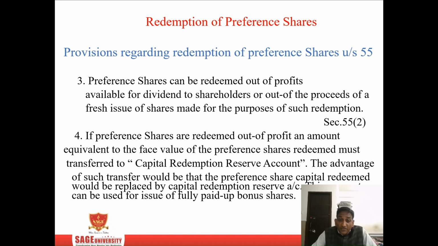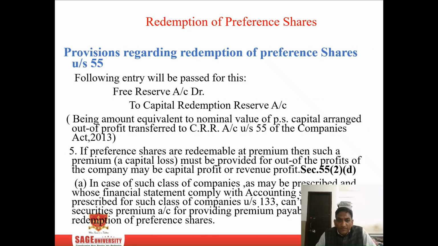Fourth, if preference shares are redeemed out of profit, an equivalent amount equal to the face value of the preference shares redeemed must be transferred to capital redemption reserve account under Section 55. The entry will be: free reserve account debit to capital redemption reserve account, being the amount equivalent to the nominal value of preference share capital redeemed out of profit transferred to CRR under Section 55.